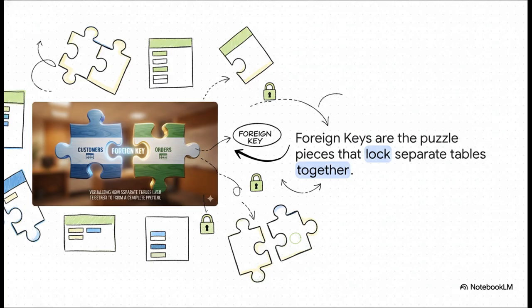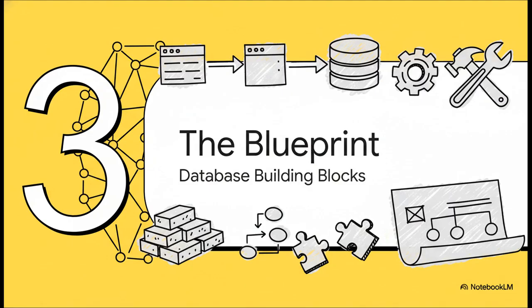A key from the customer's table, let's say, customer ID 123, fits perfectly into a spot in the orders table, locking them together so you can see exactly which customer placed which order. It's brilliant. Okay, so now we understand the basic structure. But what if you need to design a brand new database from scratch for a project? Let's break down the fundamental building blocks you'll need for that design process.